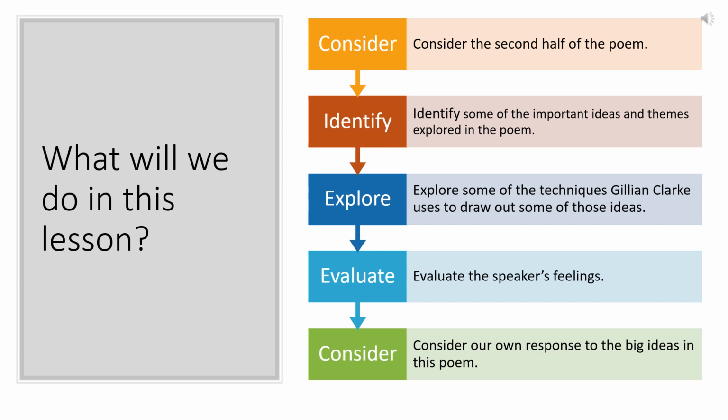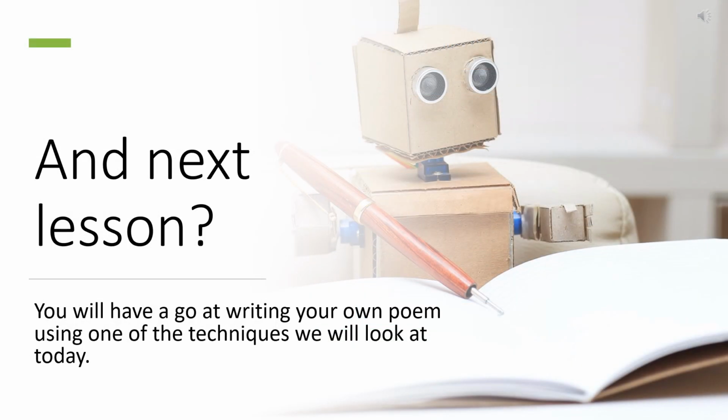So hopefully this poem will make you feel something and will make you question certain ideas, and will make you explore your own opinions perhaps. That's what good poetry should do. So that's hopefully where we'll get to at the end. And this is all preparation for you to have a go next lesson at writing your own poem using one of the techniques that Gillian Clarke has used in this poem. So I'm going to ask you to think about your own strong feelings and emotions and see if you can write a poem that uses imagery in a similar way. So I'm quite excited about that, and let's get going.